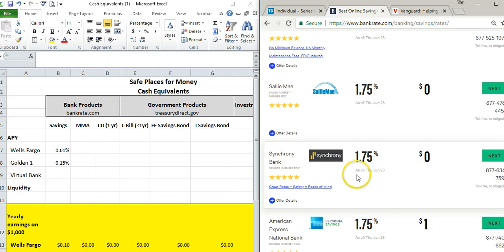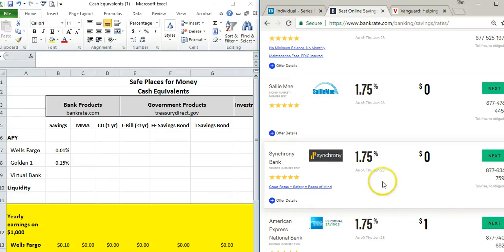It pays 1.75%. It does not have any restrictions, so there's no minimum fee. It's just a typical savings account. Synchrony is a virtual bank, which means that all your banking is done online. I don't even know where Synchrony Bank is located. It's somewhere, but it's a virtual bank.